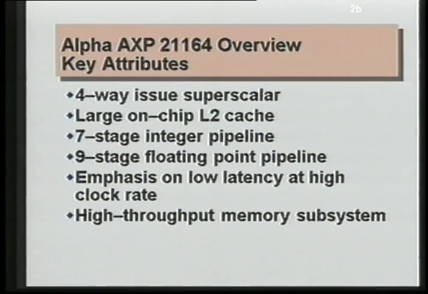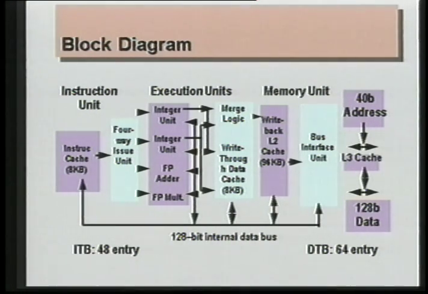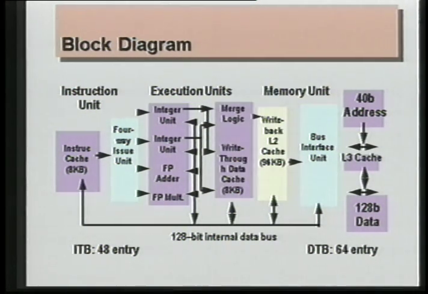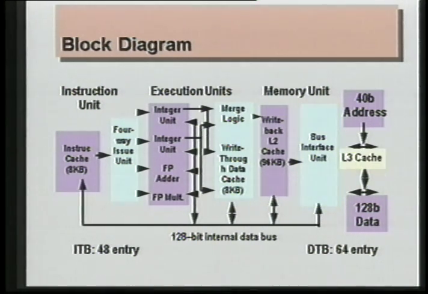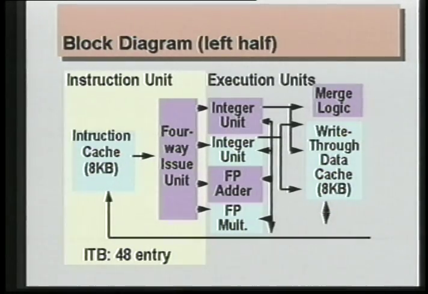Here's a block diagram of the chip. On the block diagram on the left side is the instruction unit. Then there are 4 execution pipelines, the memory unit, the second-level write-back cache, a bus interface unit, and an optional off-chip third-level write-back cache. The instruction unit fetches and decodes instructions, handles register allocation and function unit allocation, and handles exceptions. It contains a 48-entry ITB, and each entry in the ITB can map pages ranging in size from 8K bytes to 4 megabytes. The instruction unit also has an 8K instruction cache that's a virtual cache.